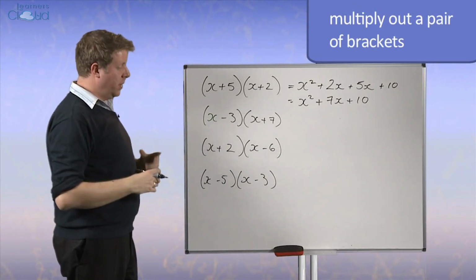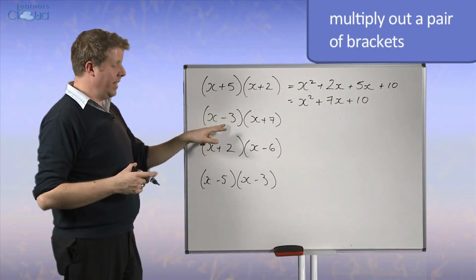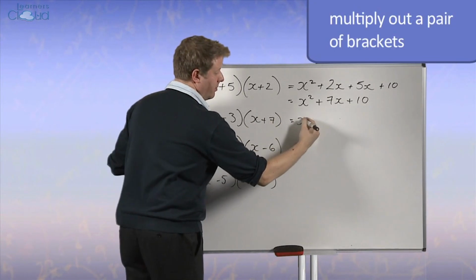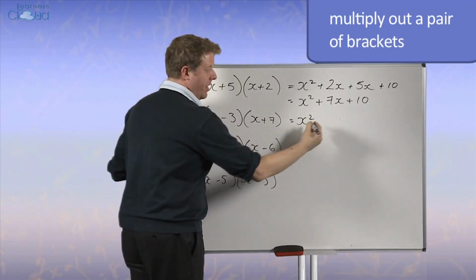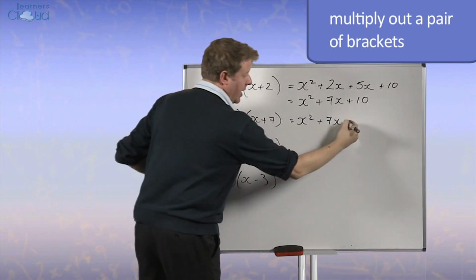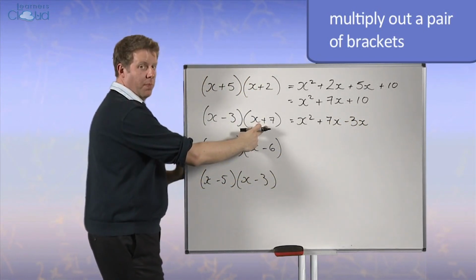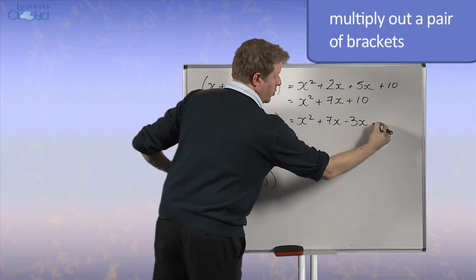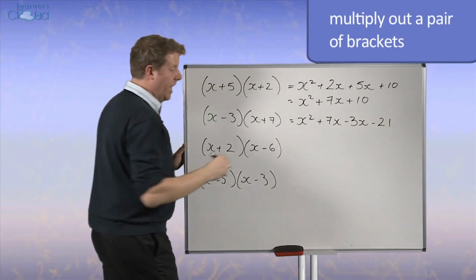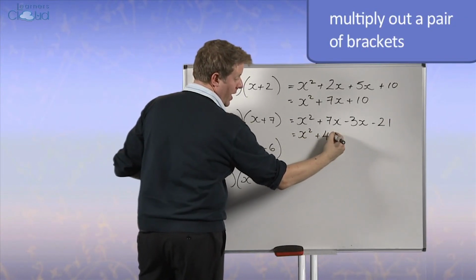Now in the next one, exactly the same rules apply. This time though, being careful of this negative 3 we have here. X times x, x squared, x times 7, 7x, minus 3 times x, minus 3x, and then minus 3 multiplied by positive 7, which will give us minus 21. Simplifying again, that's going to give me x squared plus 4x minus 21.